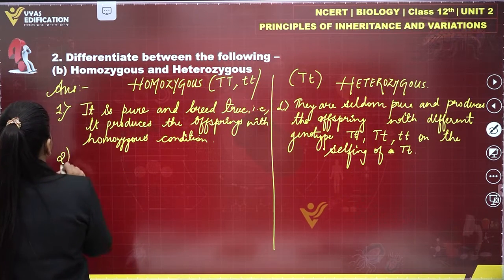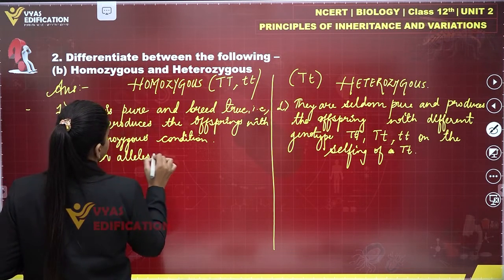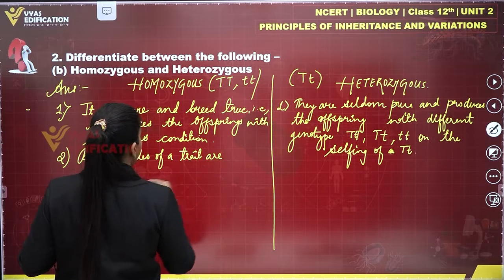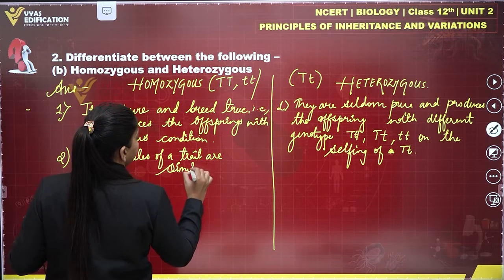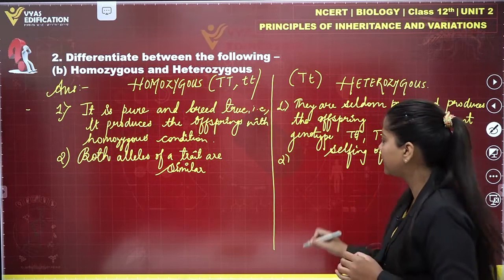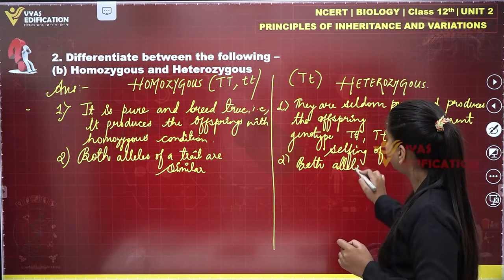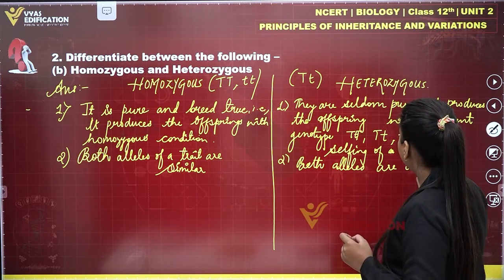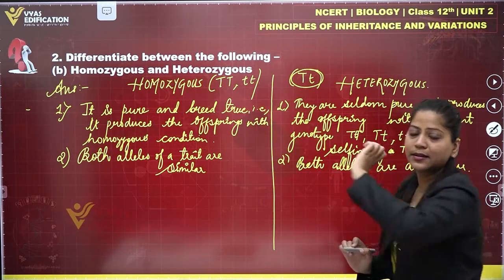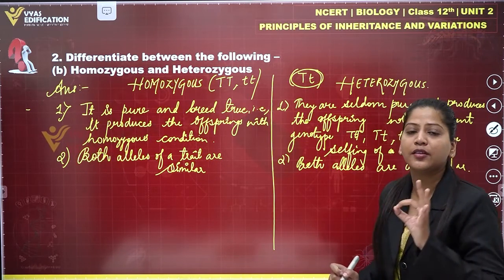In homozygous condition, both the alleles are similar. So the second basic difference is both alleles of a trait are similar, and in case of heterozygous condition, both alleles are dissimilar. As we can see, this is the allele for height of a plant, and both the alleles of a trait are actually present in the dissimilar condition.